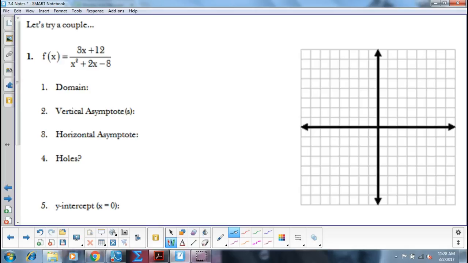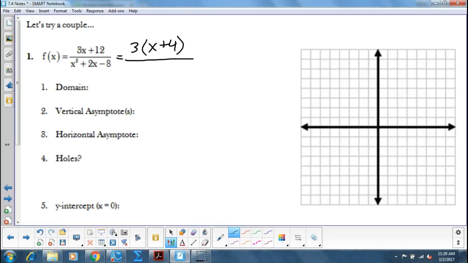So can I factor anything out of the top? Factor out a 3, what's left over? x plus 4. Can I factor the bottom? Two numbers that multiply together to be -8 and add to be +2. Okay, so x plus 4 and x minus 2. The x plus 4's cancel each other out, right?